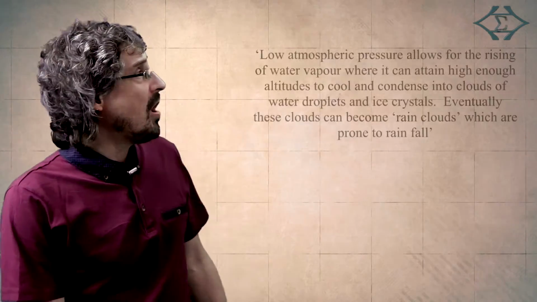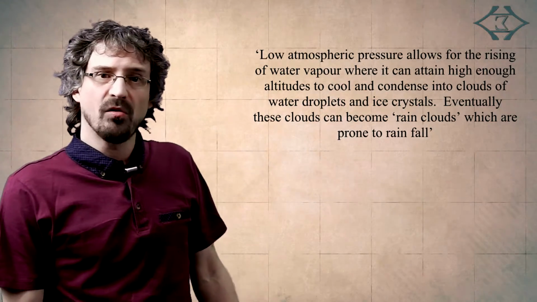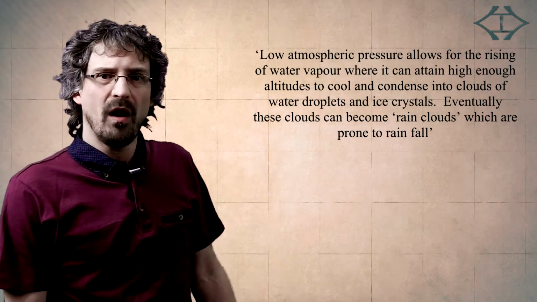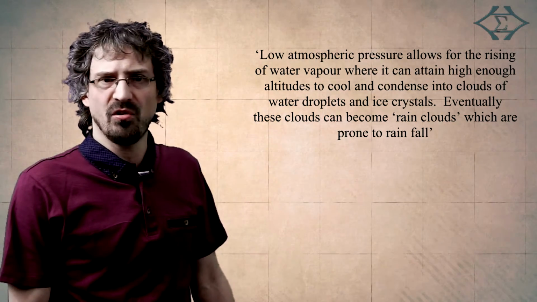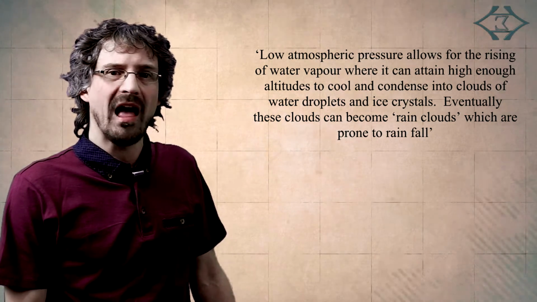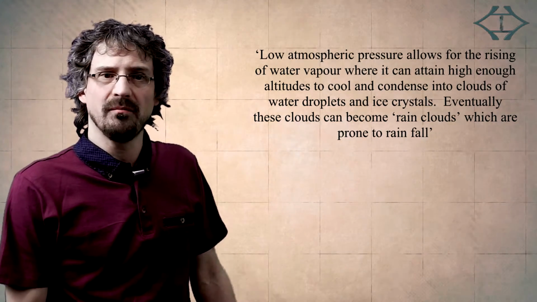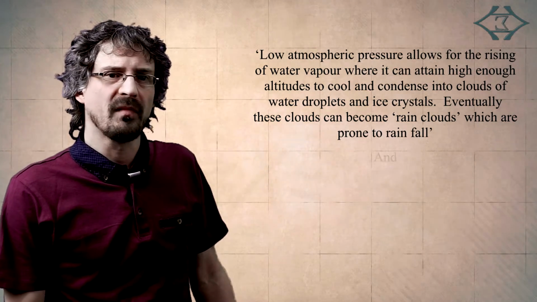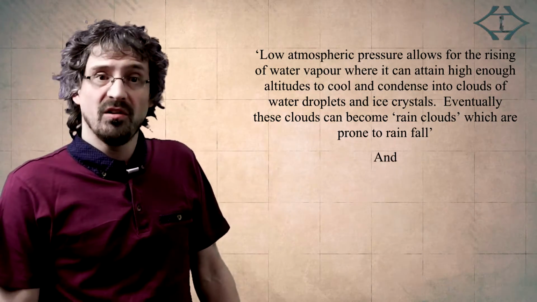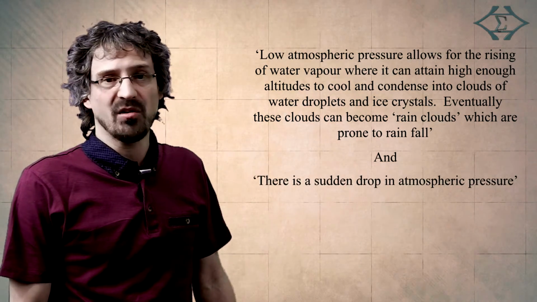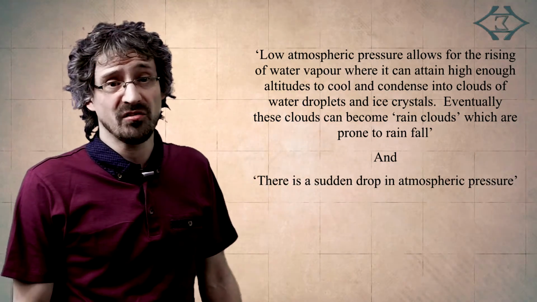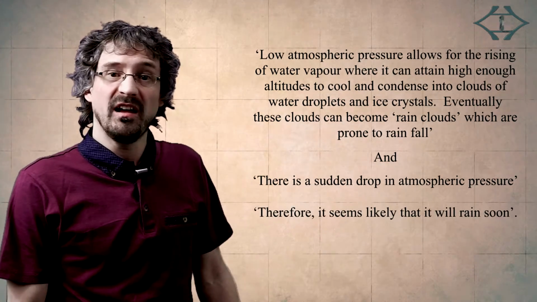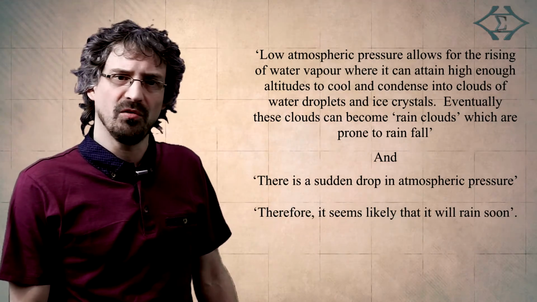Let us deconstruct the inference into syllogistic form and take the major premise to be low atmospheric pressure allows for the rising of water vapour where it can attain high enough altitudes to cool and condense into clouds of water droplets and ice crystals. Eventually, these clouds can become rain clouds, which are prone to rainfall. And the minor premise to be there is a sudden drop in atmospheric pressure. We may then inductively infer that, therefore, it seems likely that it will rain soon.